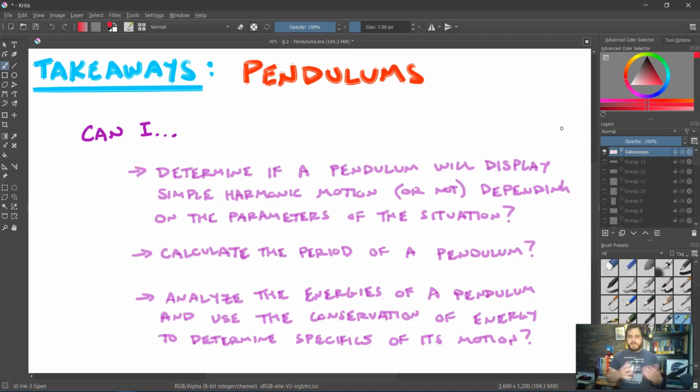So at this point, can we determine if a pendulum will display simple harmonic motion given the particular parameters of a situation, keeping in mind that theta, that angle of displacement, needs to stay less than 20 degrees? Can we calculate the period of a pendulum using T_p is equal to 2 pi the square root of L over g? And can we analyze the energies of a pendulum and use the conservation of energy to determine specifics of its motion? Because we can figure out, for instance, how fast it's moving at the bottom, how high it's gone up, and things of that nature, keeping in mind that at the bottom, all of the energy we define as kinetic, and at its two top points, all the energy we define as gravitational potential energy.